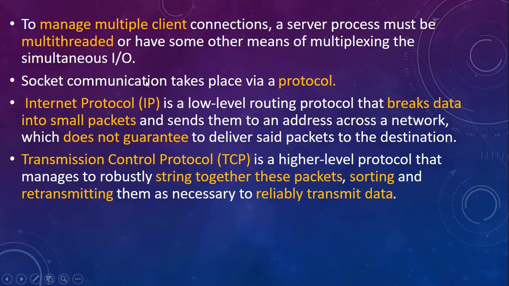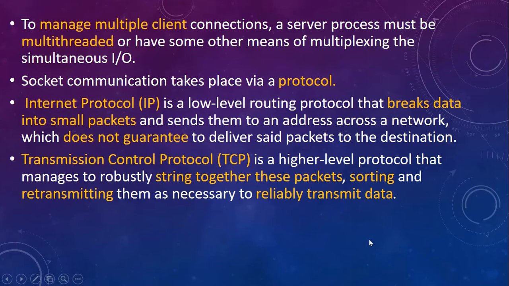So Internet protocol simply breaks the data that is to be sent over the network into small packets, and it sends them across the network. Then comes the Transmission Control Protocol. It collects these packets, strings them together based on the destination, and then it performs the sorting, and if required, retransmission in case of failures. All this is done by the Transmission Control Protocol, or TCP. As a result, TCP adds reliability to the transmission of the data, which was not being guaranteed by the Internet protocol.